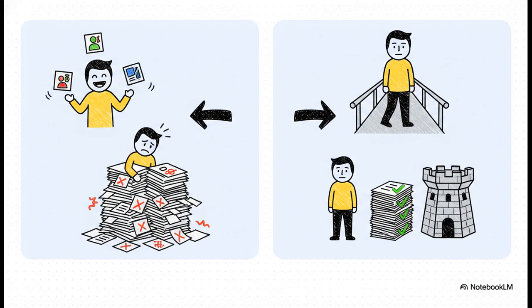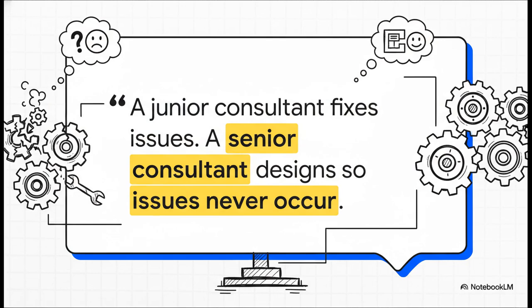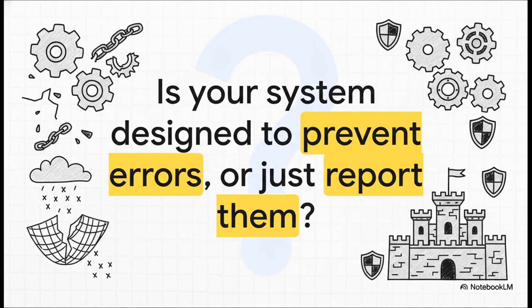And this quote just says it all, doesn't it? A junior consultant fixes partner issues in orders. But a senior consultant designs partner determinations so that the issues never, ever occur in the first place. That's the goal. That's the art. So as we wrap this up, I want to leave you with one final question to really think about. Take a hard look at your own system. Is it designed to be a safety net that just reports errors after they've already happened? Or is it a fortress, proactively built to prevent those errors from ever happening at all? Because the answer to that question makes all the difference in the world.